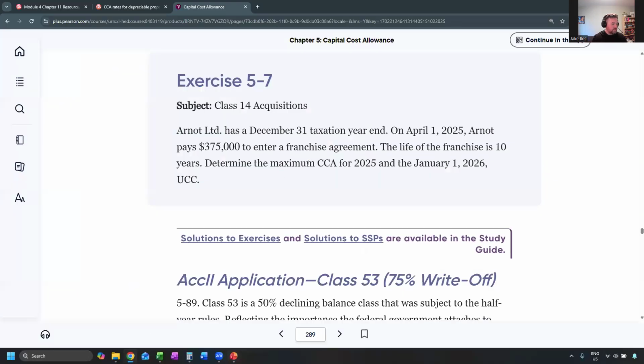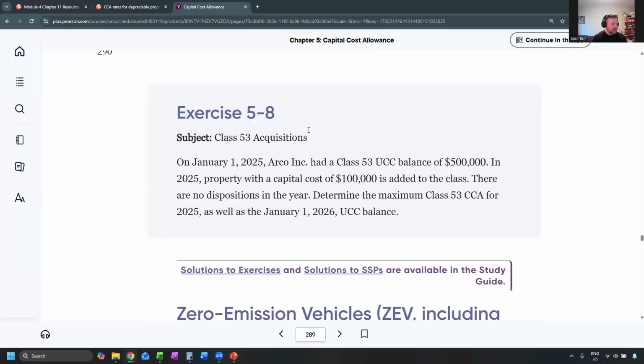So going back to our example, Class 53 is the next one. On January 1st, Arco Inc. had a Class 53 UCC balance of $500,000. In 2025, a property with a capital cost of $100,000 is added to the class. There are no dispositions in the year. What's the maximum Class 53 CCA for 2025?